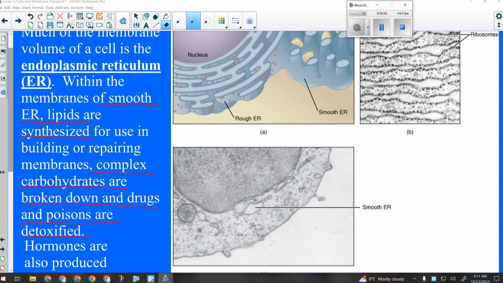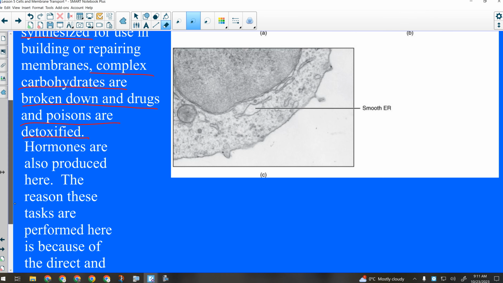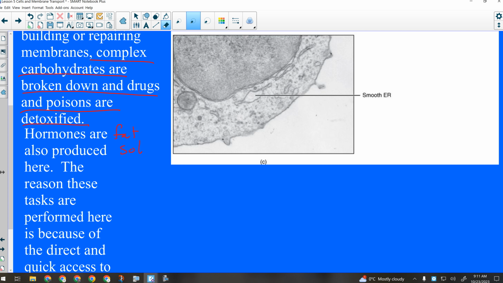So if I was looking at a liver cell, a liver cell would probably have more smooth ER than maybe a nerve cell would, or a muscle cell. They don't need them as much. They're not doing that job as much. Does that sort of make sense? Okay, and the last thing is that hormones can be produced there. Now, these are special hormones. They are fat soluble. Hormones could be produced there.